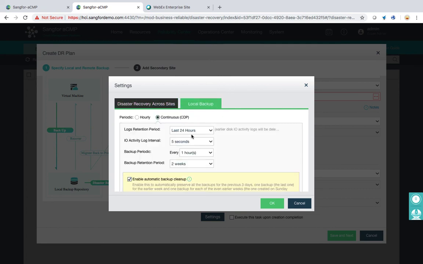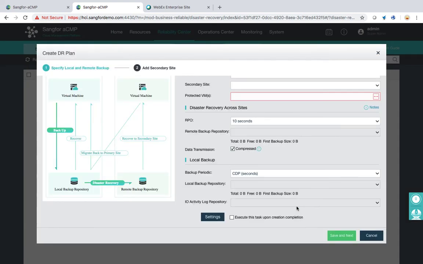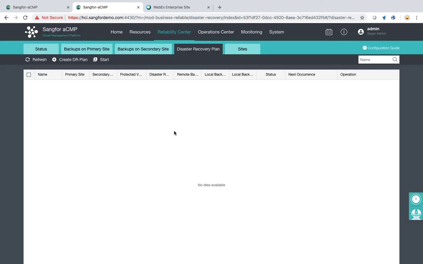Also, the local backup can be configured right here without any hassle. So very easy and comprehensive. You can see everything is configurable on this single pane of glass management. You don't have to jump to another management layer or go to another vendor's platform to do the disaster recovery for your aCloud platform. It's all integrated and under the single pane of glass management.